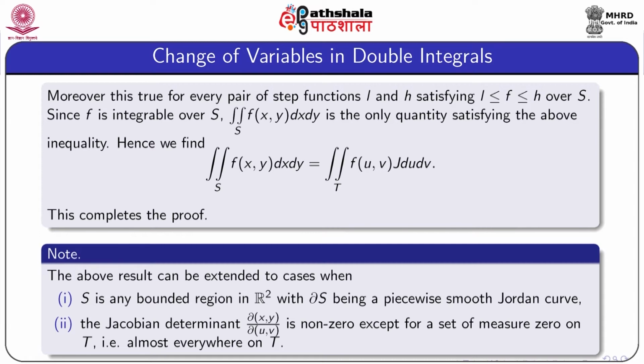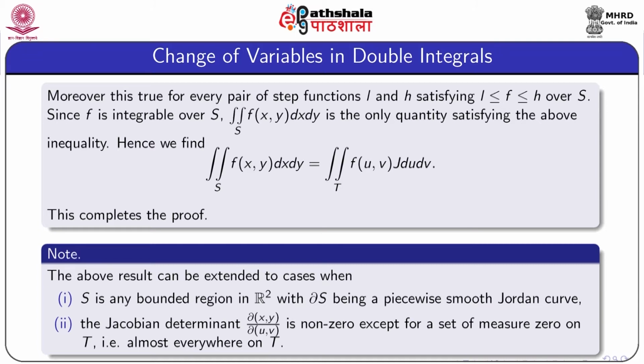Moreover, this is true for every pair of step functions l and h, where l assumes values lower than f and h assumes values higher than f, that is l ≤ f ≤ h over the set S. Since f is integrable over S, the double integral over S of f(x,y) dx dy is the only quantity satisfying the above inequality. Thus, we find the double integral over S of f(x,y) dx dy equals the double integral over T of F(u,v) J du dv. This completes the proof.